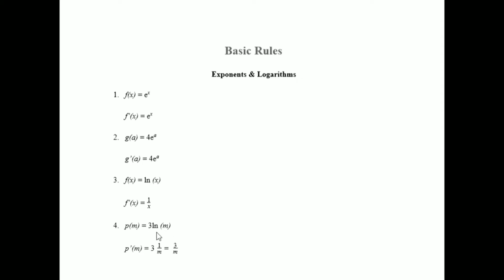Here you have the natural log of m times 3. And so how would you take the derivative of that? Well, simply 1 divided by m. But in this case, you have the constant, and we're going to treat it like we did in the case of number 2 up here with the exponents. You just simply multiply the derivative by the constant, which is 3 times 1 divided by m. And when you want to simplify that, it's going to be 3 times 1, which is 3 divided by m. And that's really all there is to it.